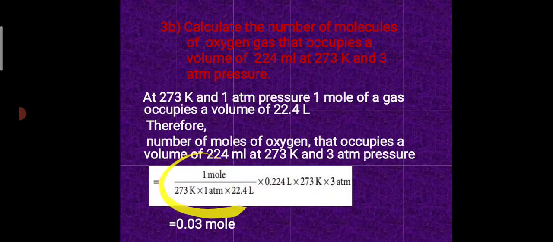So this is the standard one, with that we are multiplying our values. The ml is converted into liters, so dividing by 1000, and 273 Kelvin and 3 atmosphere. If you cancel this out, you will get the answer as 0.03 moles.